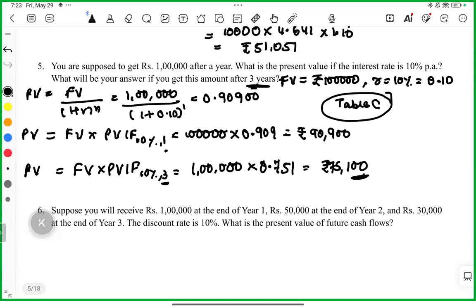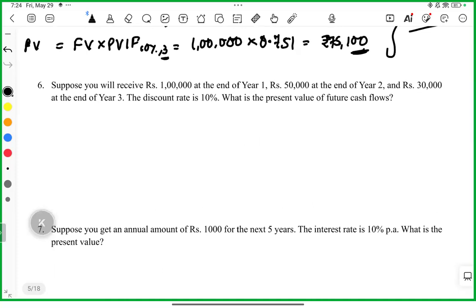Because the more you delay payments in future, the more it becomes risky and the present value declines. Okay, this is simple present value of one single amount. This is lump sum. Lump sum means you are receiving amount only once. Okay. Now see example number 6, where you are receiving different amounts at different time period.